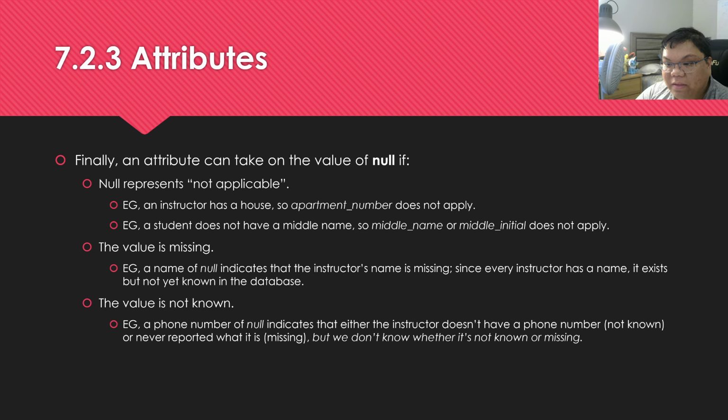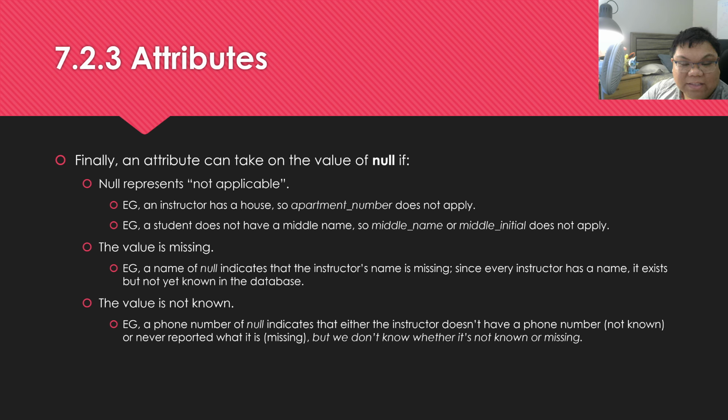How about a missing value? Let's say an instructor works at a university, but in the database, their name is null. That indicates that their name is missing. It exists, but it's not yet known in the database. So that is value missing. How about value not known? Say that same instructor has a phone number of null. That indicates that either the instructor doesn't have a phone number, we say that's not known, or it's not known to the database, so we call it missing. But we don't know whether it's not known or missing.